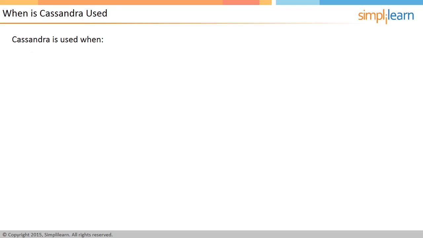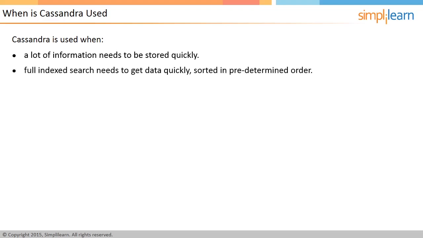Cassandra is used to store a huge amount of information very quickly. For example, when you are processing telecom switch data or stock market data, a huge volume of data is generated every minute. Cassandra is also useful when you want full indexed search to get the data quickly, and the data needs to be sorted in a predetermined order. Full indexed search is search performed using a key.